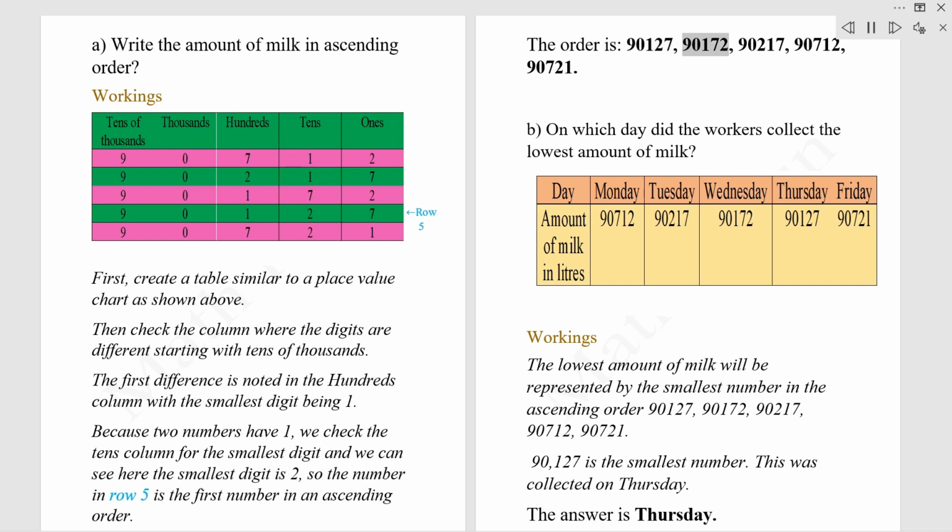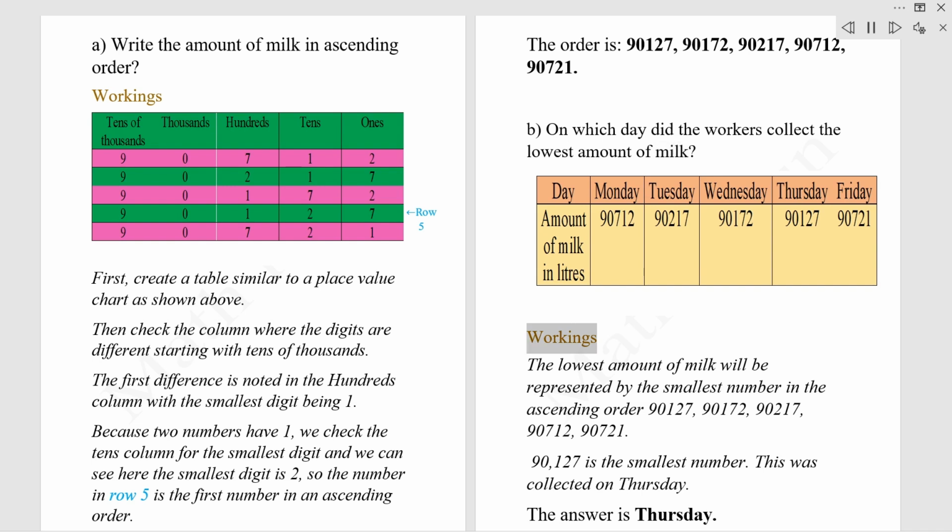90,127, 90,172, 90,217, 90,712, 90,721. B. On which day did the workers collect the lowest amount of milk?